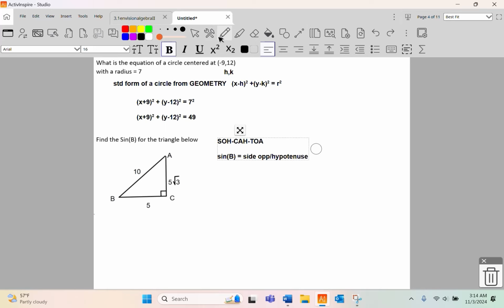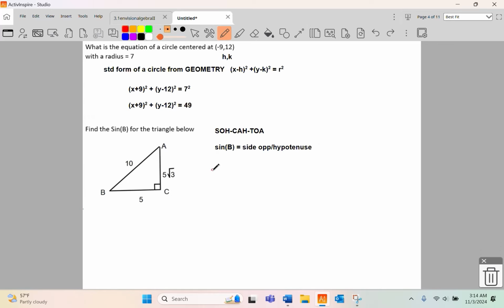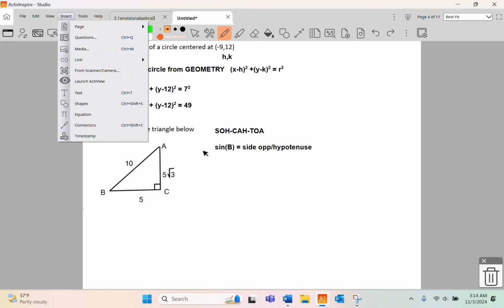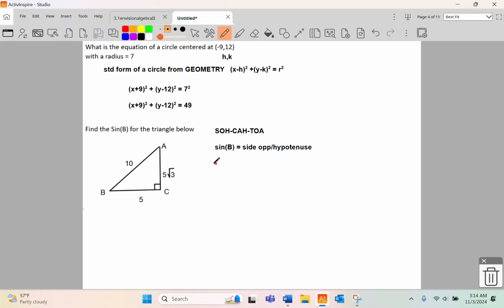And I wish I had a stylus or something here, because this is just going to be a pain in the butt to type. I'll try to use my little cursor here.